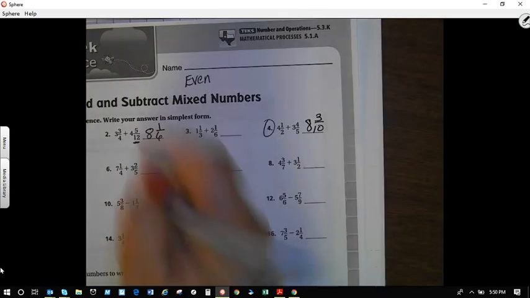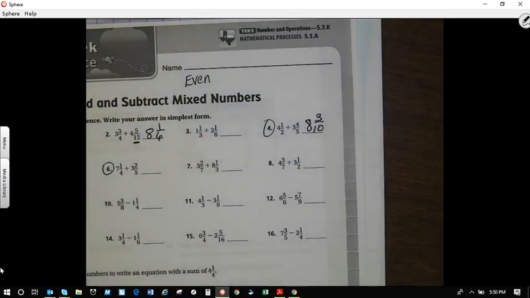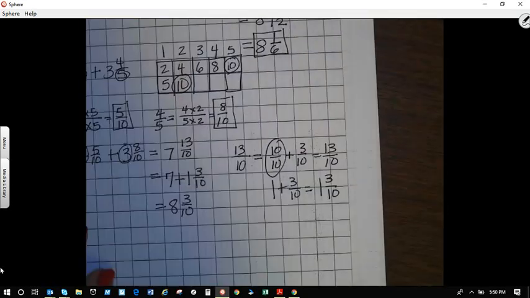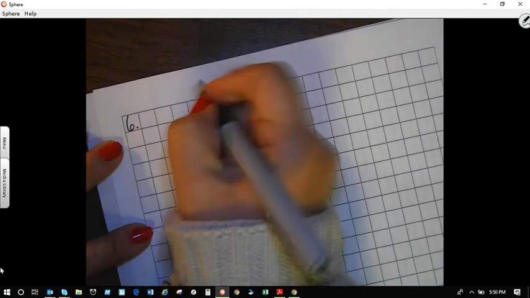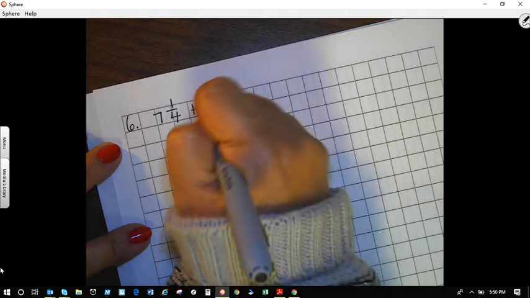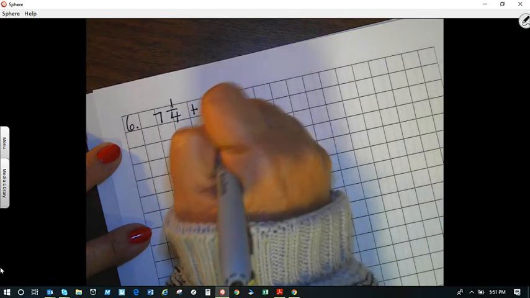All right, let's move over to number 6 because we're doing evens. I'm going to flip my page over. Let me write my equation, I don't like it because it's going to show through and it's going to be hard to read. So number 6, I have 7 1/4 plus 3 2/5. Okay?